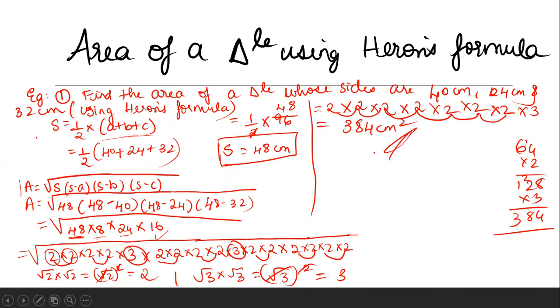We found out what did we do? I'm going to quickly repeat what we did. We first found out the semi perimeter, which is half of our perimeter. Perimeter is equal to a plus b plus c, all the sides added, and taking their half, we get our semi perimeter, which we got as 48 centimeter. Then we found out the area using Heron's formula, that is square root of s into s minus a into s minus b into s minus c. Then we substituted the values of a, b, and c in all of this, correct? And then we found out root of 48 into 8 into 24 into 16.